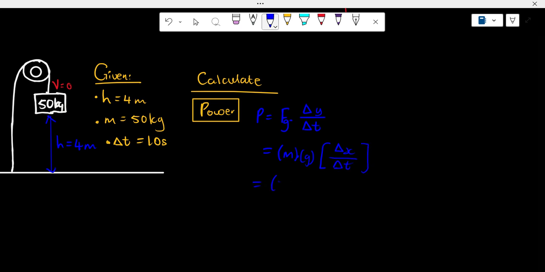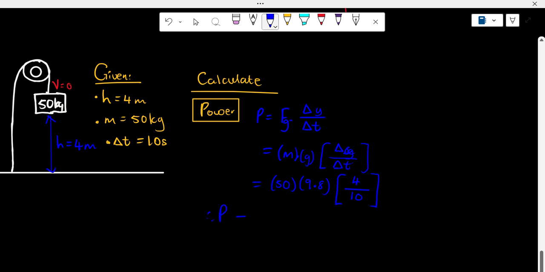And the mass of the object is given as 50. And the gravitational acceleration is 9.8. And in the bracket, we have delta y, sorry, which is equivalent to 4 divided by a time of 10 seconds. And the final answer that you should get for power here is, so 4 divided by 10 times 50 times 9.8, and that's equal to 196 watts. That's the power that we got there, ladies and gentlemen.